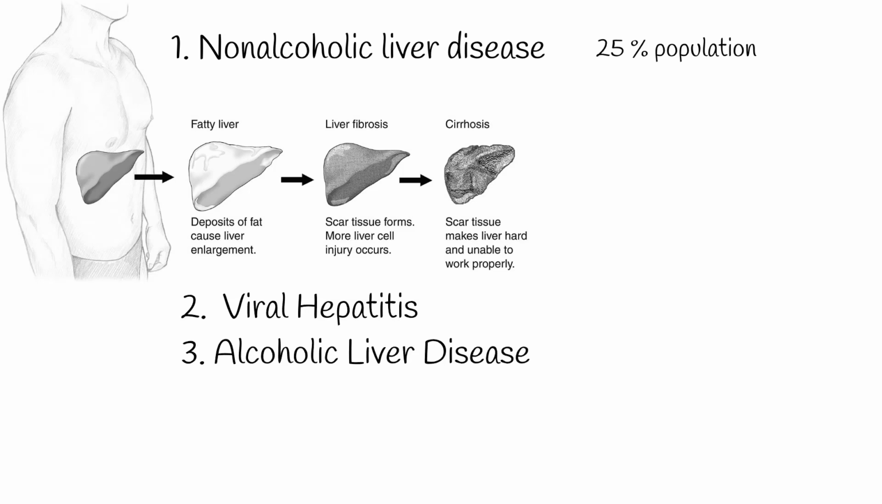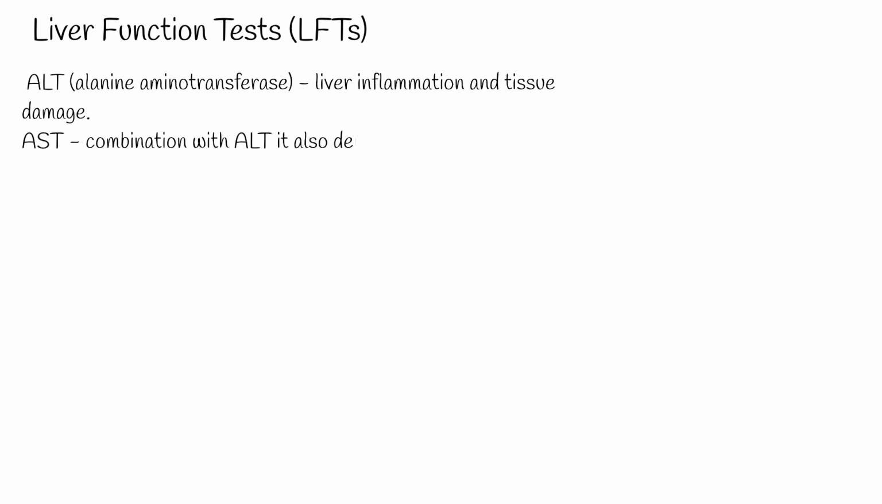Now, let's discuss liver tests. The most common are the liver function tests, LFTs, which mostly look at liver enzymes. For instance, if ALT, alanine aminotransferase, levels are high, it's a sign of liver inflammation and tissue damage. Another enzyme, AST, does a similar job, but it's not linked specifically to the liver. But in combination with ALT, it also defines liver damage.